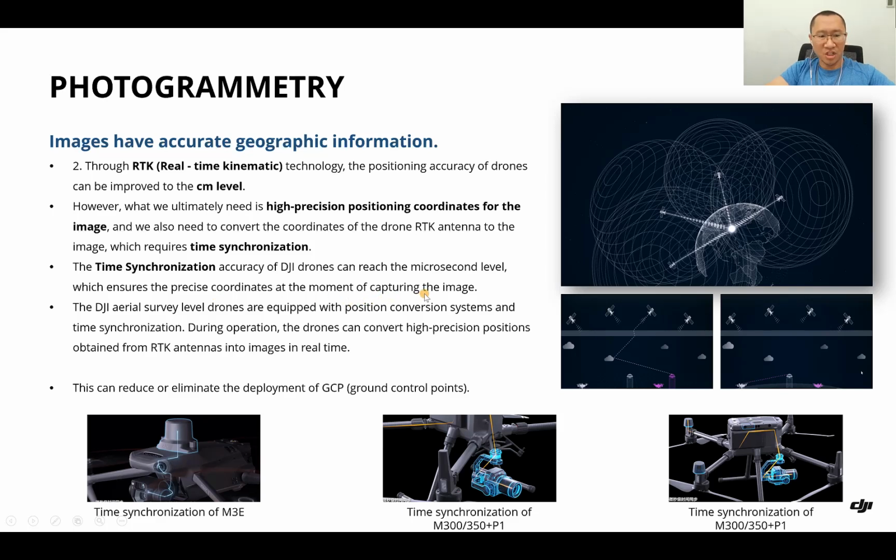By the way, the DJI aerial surveying level drones, for example the Mavic 3E and the M350, M300 plus P1, are all equipped with position conversion and time synchronization. During the operation, the drones can convert high precision positions obtained from the RTK antenna to the image in real time. This can also reduce or eliminate the deployment of GCPs.